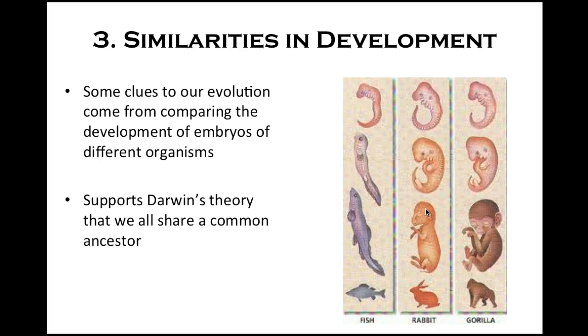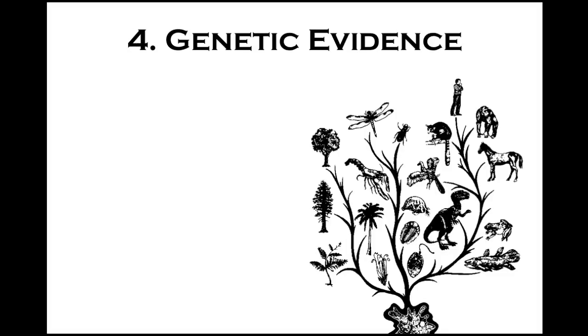And one example of that is humans actually have gills like fish in the very early stages of pregnancy, and then we very quickly lose them. But it's a piece of evidence that goes to show that we have some sort of relatedness. We have a common ancestor with fish.